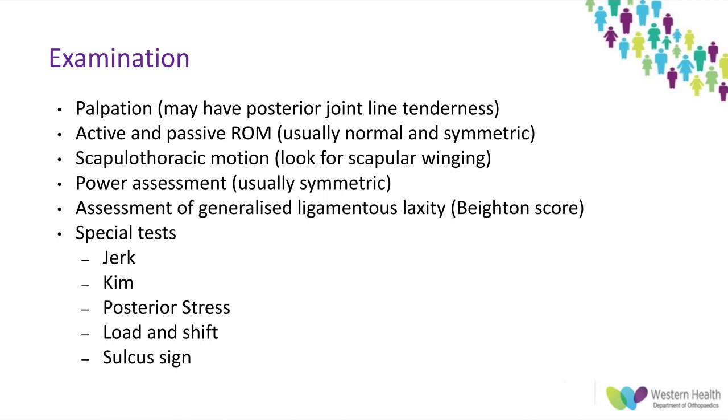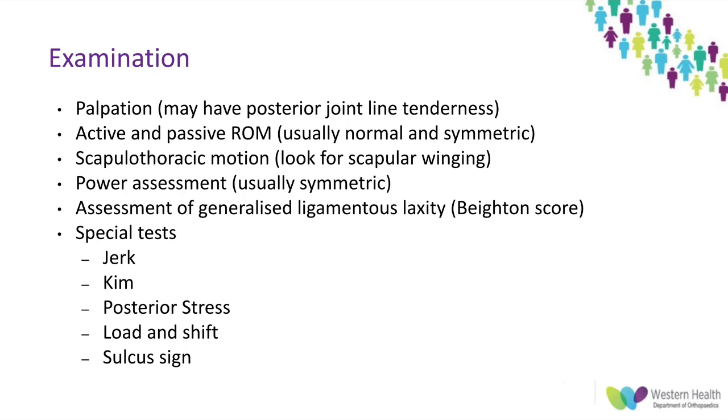In terms of your examination, so palpation, patients may have posterior joint line tenderness. Their active and passive ROM is usually normal and symmetric, as well as their power. It's important to look at the scapulothoracic motion and make sure there's no scapular winging. And patients should be assessed for generalized ligamentous laxity. So you can do a Beighton score.